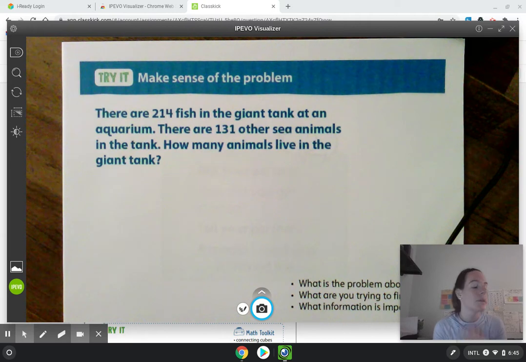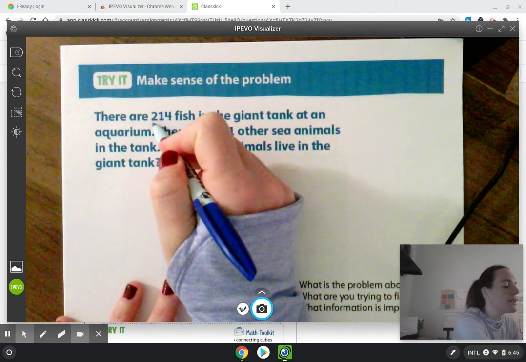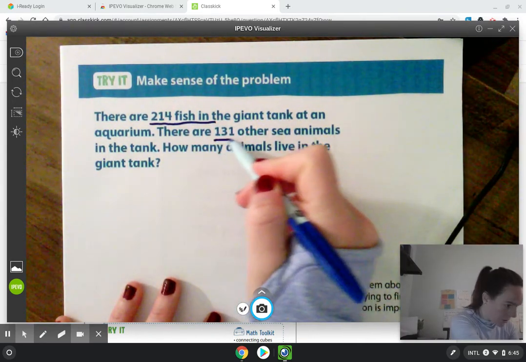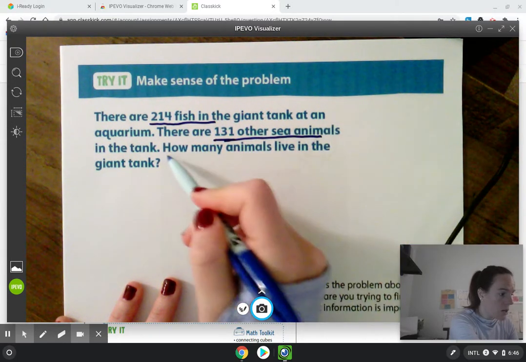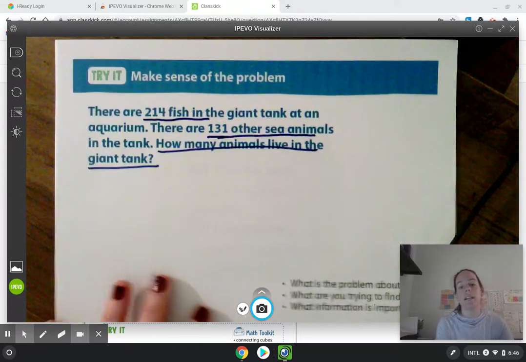Good. Let's read it again and ask this last question. There are 214 in the giant tank at the aquarium. There are 131 other sea animals in the tank. How many animals live in the giant tank? So we know what's important is that there's 214 fish. There's 131 other sea animals. And our question is, how many animals live in the giant tank?